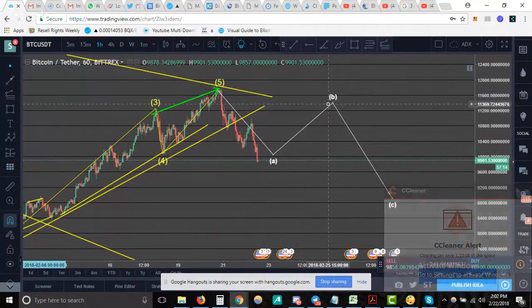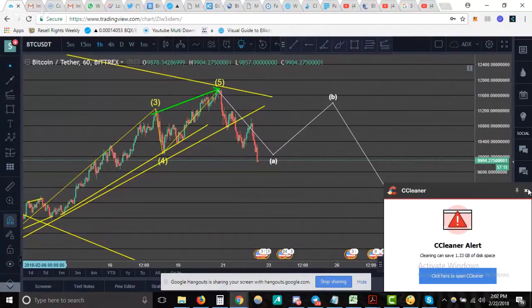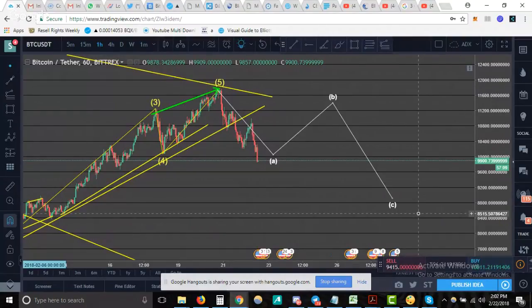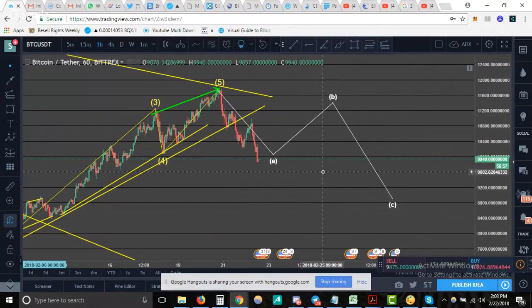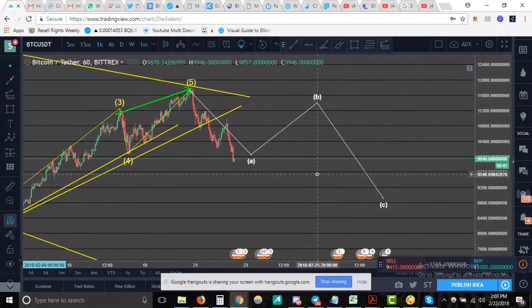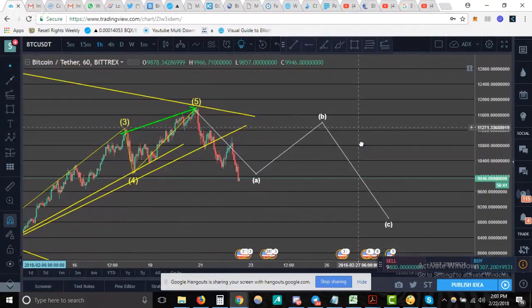So after wave B, probably Bitcoin is going to go down to 8,000 regions again. Then we will see whether it's actually going up or it's still correcting. So this is one of the best technical analyses you can do using Elliott wave. Elliott wave is a bit complex because it has different dimensions and different rules that govern it, but I wouldn't want to confuse you guys.